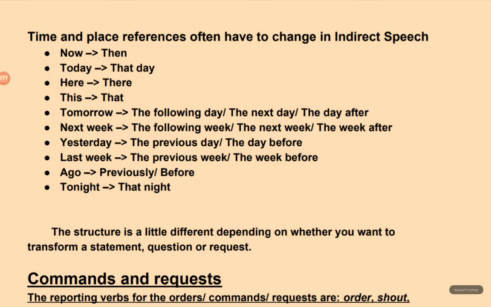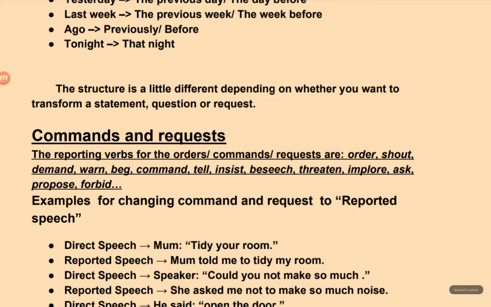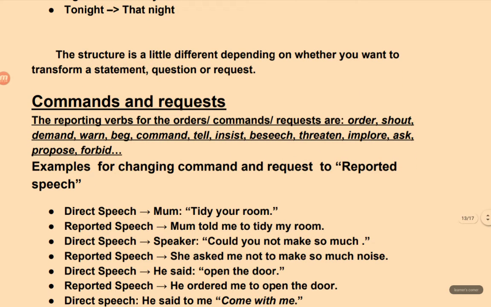So these are the normal changes that we have to bring when we are changing direct speech into reported speech. The structure is a little different depending on whether you want to change a statement, question, or request. It is based on the nature of that sentence. Then we are going to look in detail at the changes we need to bring when we are changing commands or requests from direct into indirect speech. The reporting verbs for orders, commands and requests are order, shout, demand, warn, beg, command, tell, insist, beseech, threaten, implore, ask, propose, forbid.